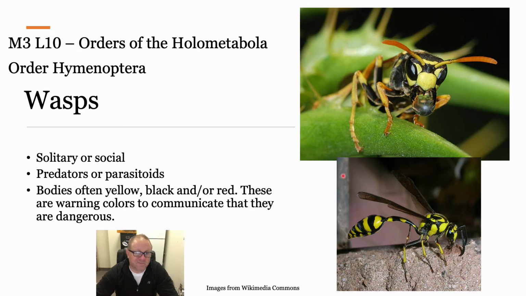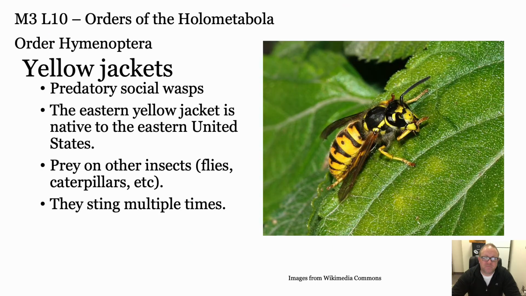You take your pick. These can be social or solitary, predators or parasitoids, and we'll talk about what a parasitoid is in a couple of slides here. They're often yellow and black, and that's kind of a warning sign for most animals. A broad yellow and black coloration says, hey, don't mess with me. I will sting you and it will hurt really, really bad, right? So they don't mess around, the wasps.